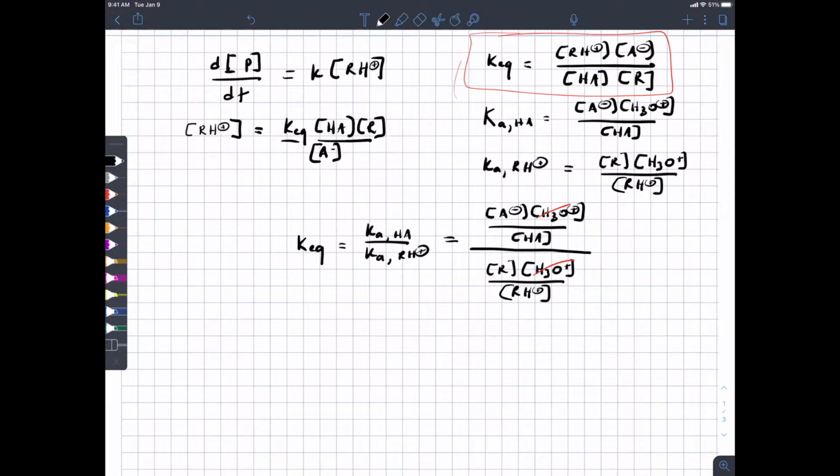There we go. It's taken me a minute to look at my notes and see where we're making the substitution.